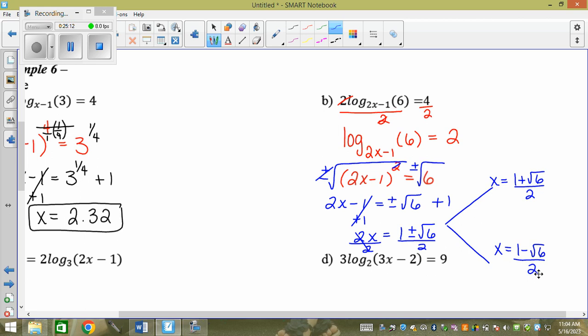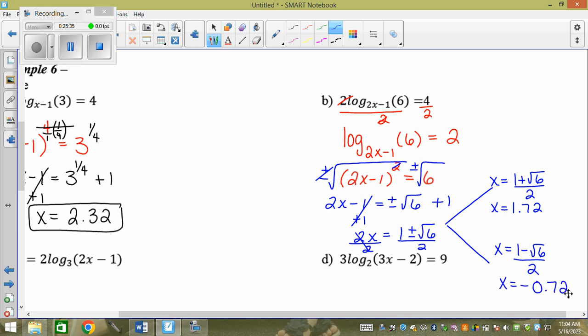You have to watch when you raise it to an even exponent. You're going to plus or minus, but I'm going to show you why it doesn't matter in a second, just for logs. So here we're going to get 1.72 approximately, and then this one, we're going to get negative 0.72.